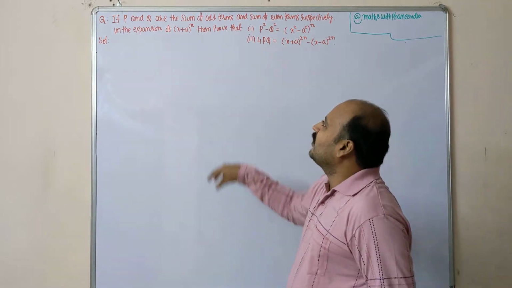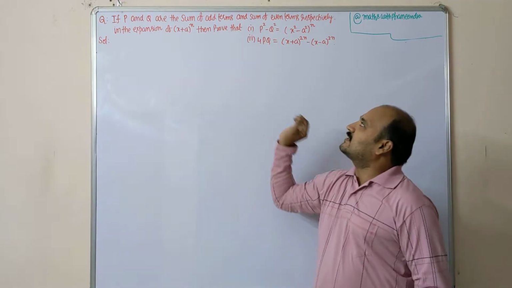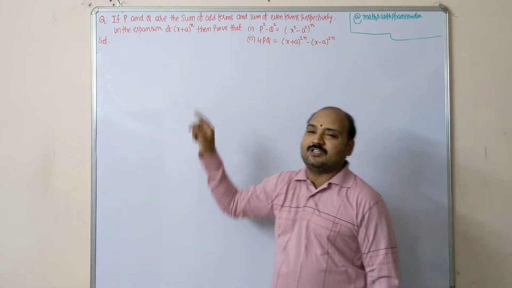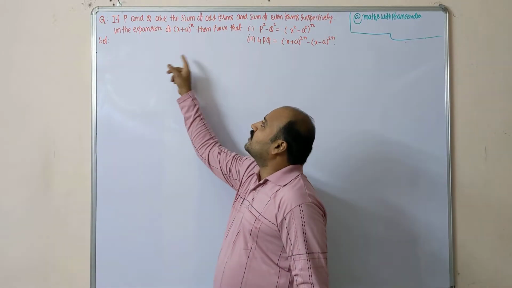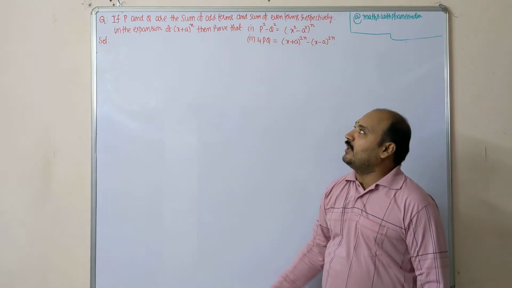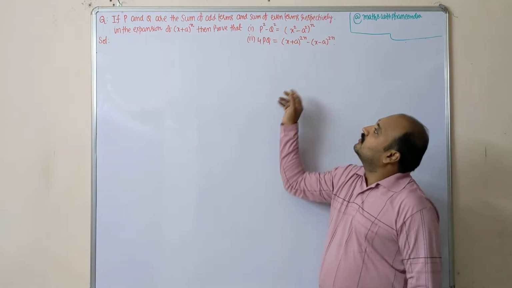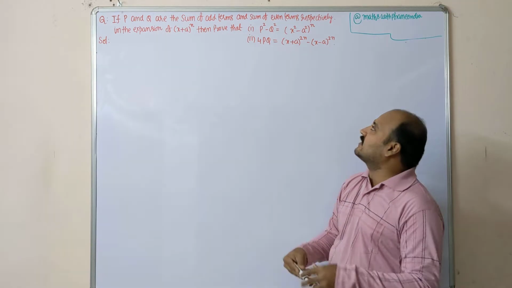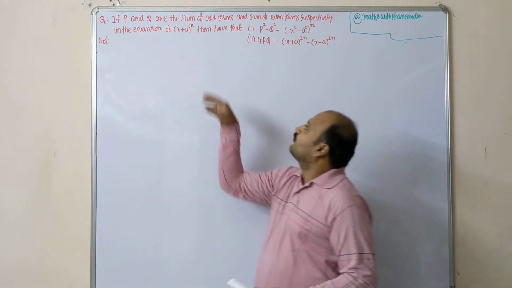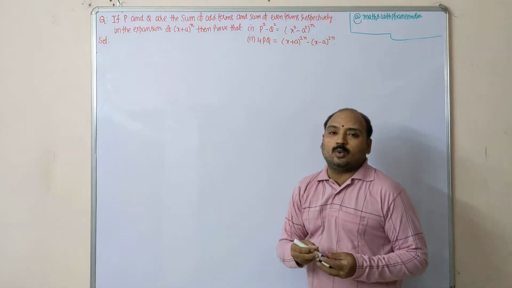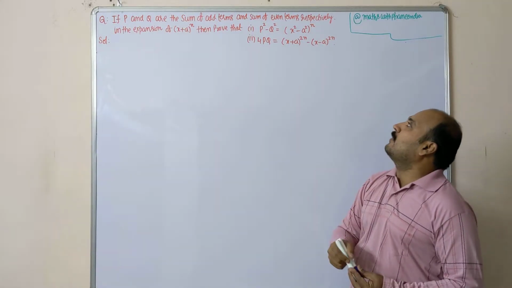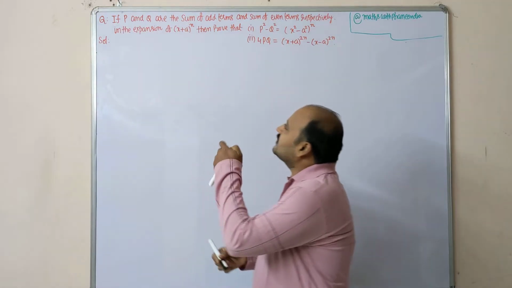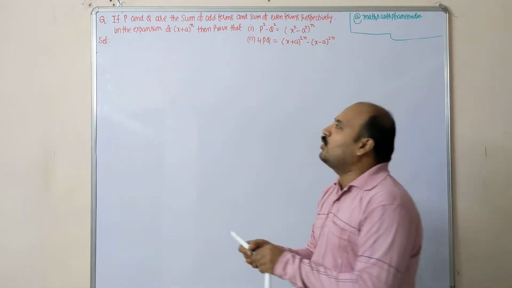The question here: if P and Q are the sum of odd terms and sum of even terms respectively in the expansion of (x plus a) whole power n, then prove that P square minus Q square equals (x square minus a square) whole power n, and 4PQ equals (x plus a) whole power 2n minus (x minus a) whole power 2n. So first, we have to write the expansion of (x plus a) whole power n.